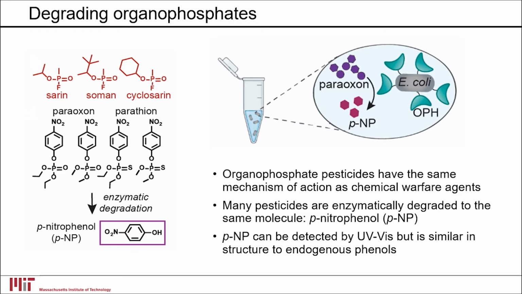What we can do is we engineered E. coli to surface express an enzyme, organophosphate hydrolase, that can degrade these pesticides. So it takes paraoxon and parathion and converts it to PNP. This PNP product does have a yellow color and currently is detected by UV vis. But the problem with this is that there are many chemicals in nature that are very similar in structure to this, and the sensitivity of UV vis is very low. It's actually high micromolar, which is insufficient for real-world detection.